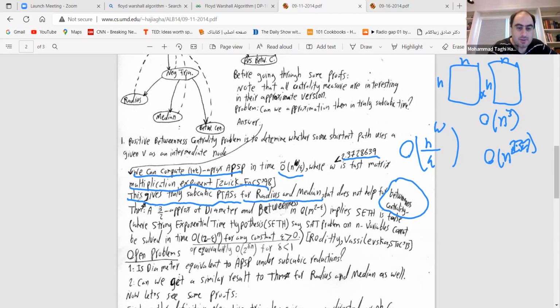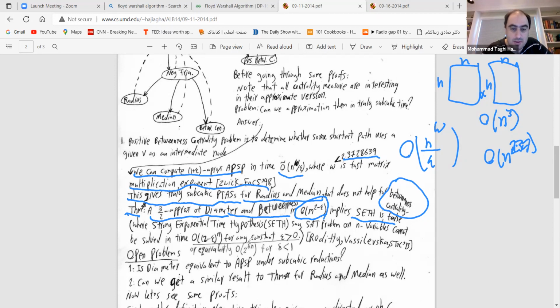So indeed there is such a hardness result. What is this hardness result? It says that if you have a 3/2 approximation of diameter, or of betweenness, the problem we talked about, how many shortest paths go through this vertex, in time n to the 2 minus epsilon, where n is the number of vertices, then the strong ETH would be false. What is the strong ETH?